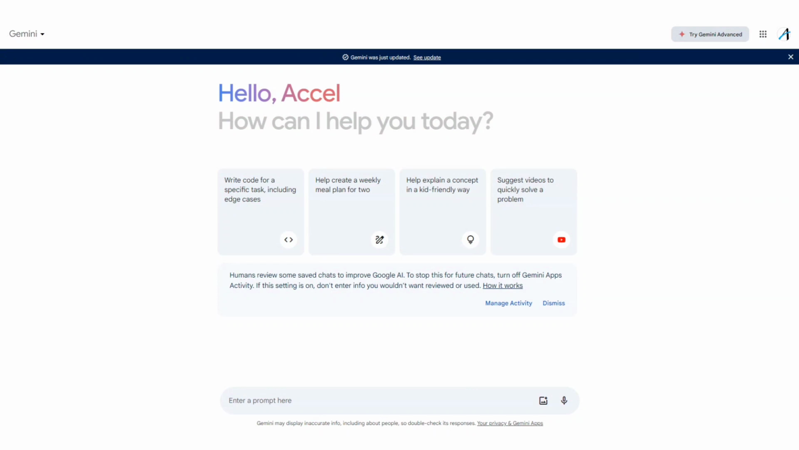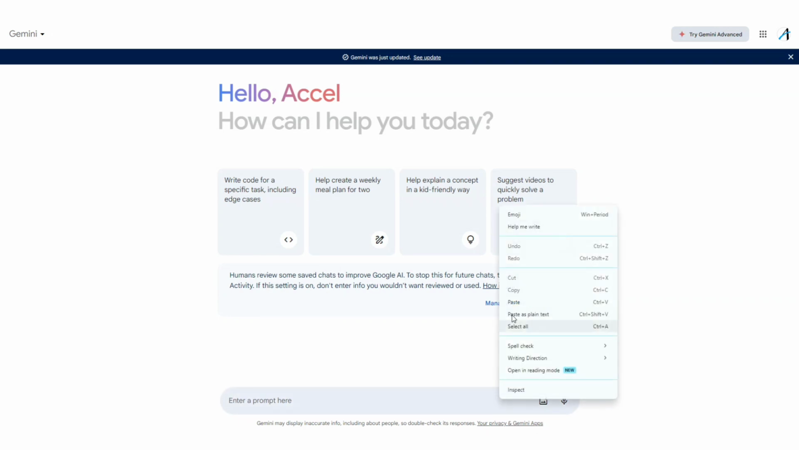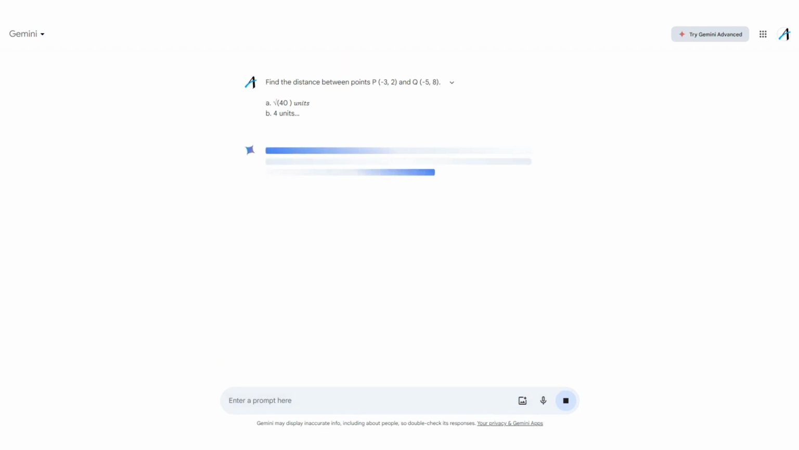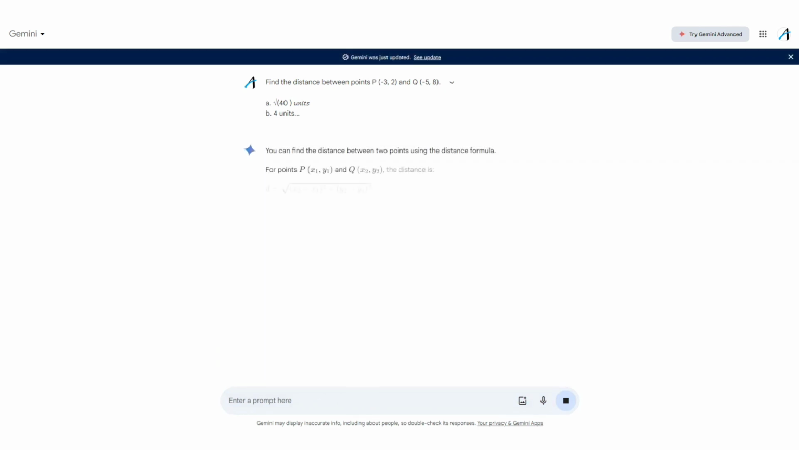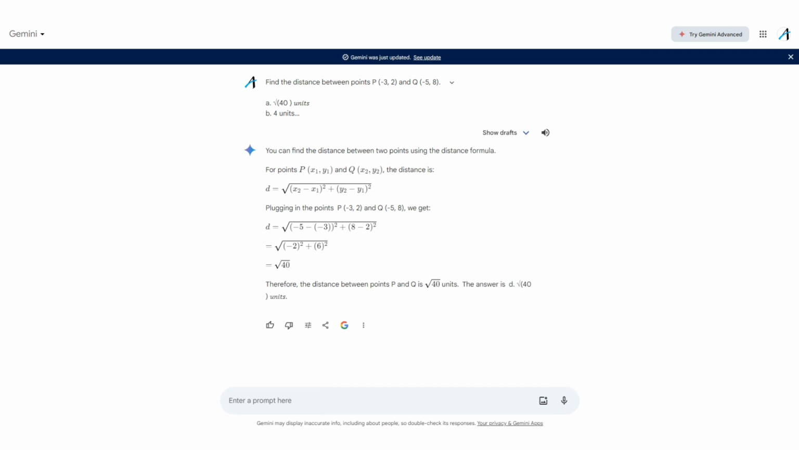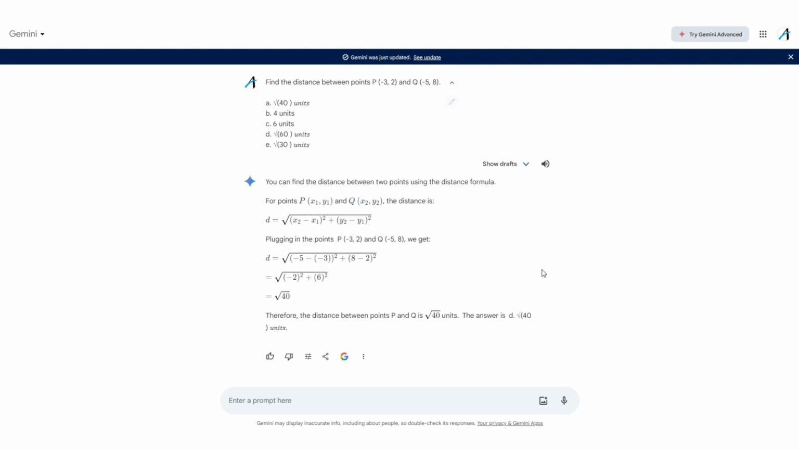Now let's try this in Google Gemini. We'll paste the same question and see. Again, remember the answer was option A. Let's see if Gemini can solve the problem as fast as ChatGPT can. Alright, it used the same formula and it also gave us the correct answer, which is root of 40 units, but it should be letter A. It gave the wrong letter, but it gave us the correct answer, which is root of 40 units. Oh well, at the disclaimer at the bottom, it says Gemini may display inaccurate info.